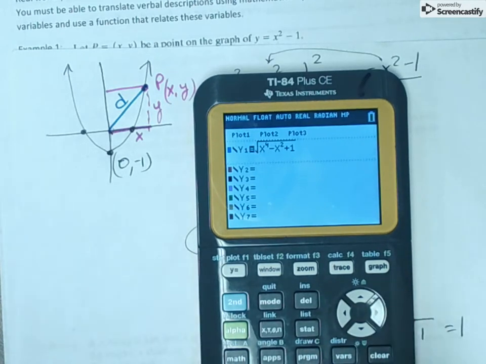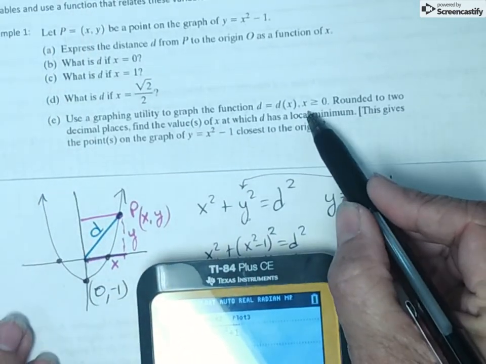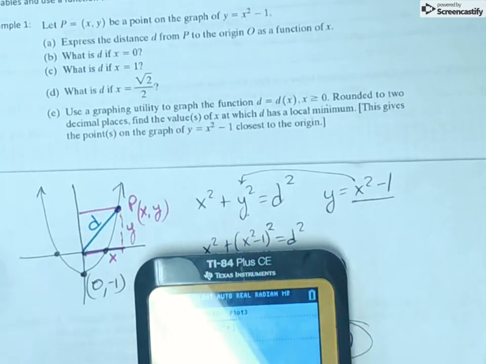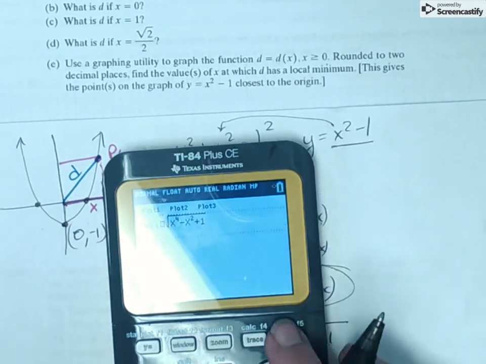And what do we want to do? We want to locate where there is a minimum value. Okay, and we're only interested, it tells us we're only interested when x is greater than 0, because distance, well, it just wants us to look at that. So let's go ahead and take a look at the graph.